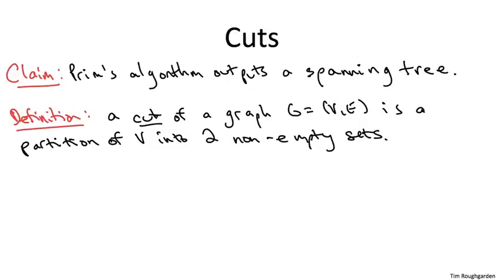So a cut of a graph is simply a partition of its vertex set into two groups, and each of those two groups should be non-empty. So pictorially, we envision some of the vertices of G, this blob A, being in one group, and the rest of the vertices, this blob B, being in a different group. Now, what's up with the edges? How can they be distributed in this picture?